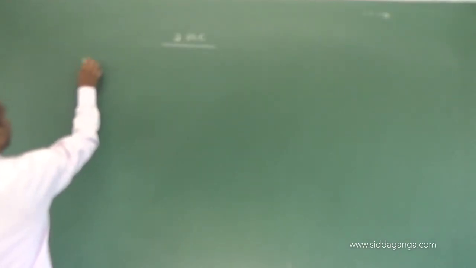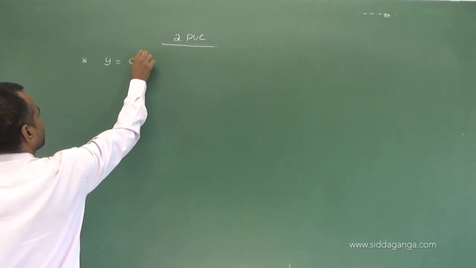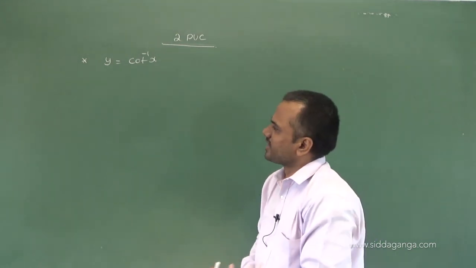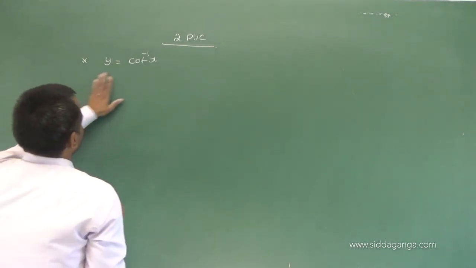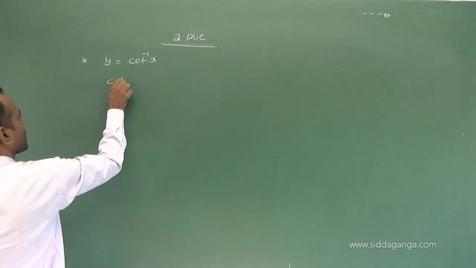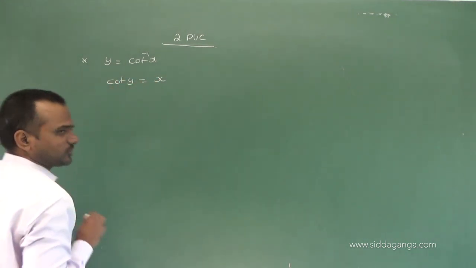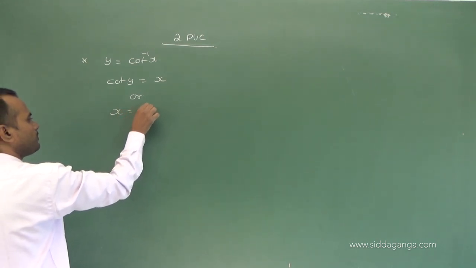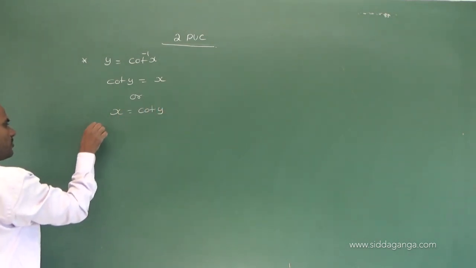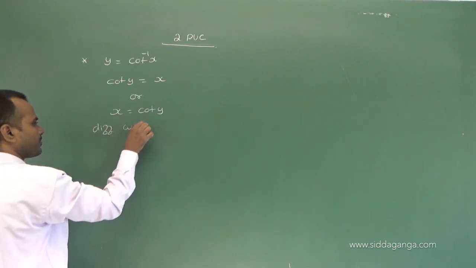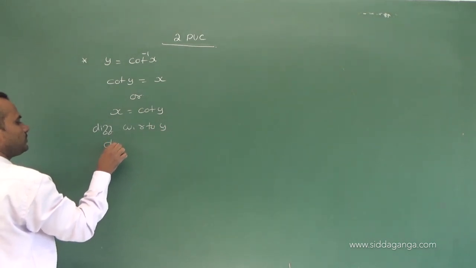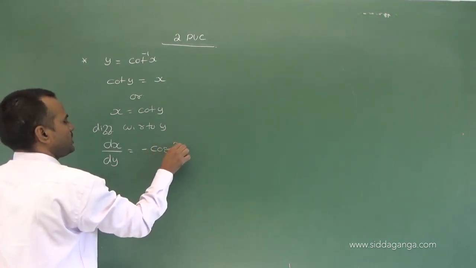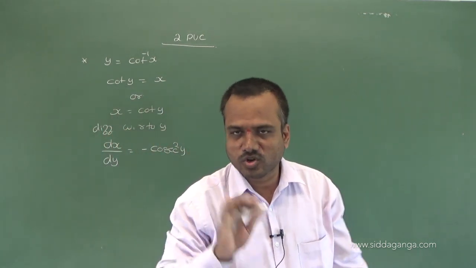Fourth one, y is equal to cot inverse x. Same procedure as in the previous problem. We shift: cot y is equal to x, so x is equal to cot y. Differentiate: dx divided by dy is minus cosecant square y.